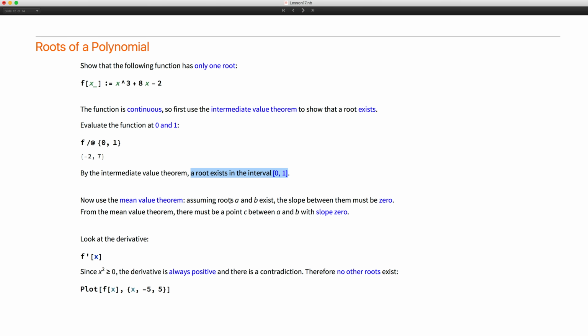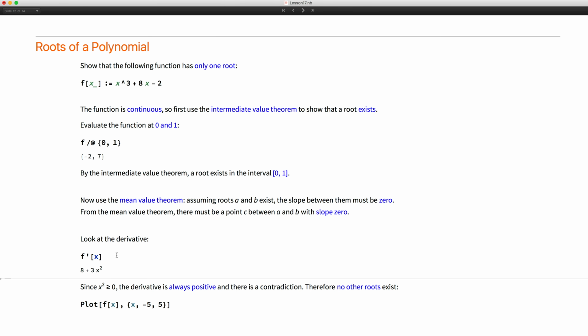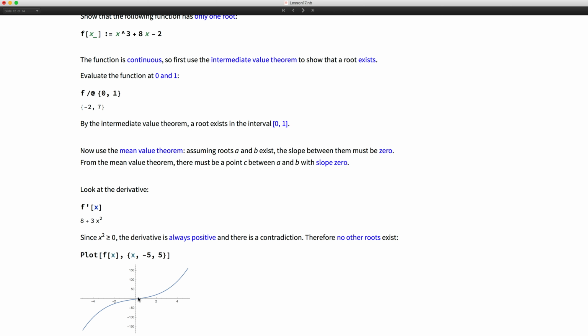Now, let's suppose there are two roots, a and b. Then the mean value theorem would say that you actually have a slope of 0 between them, and hence you have a point c for which the slope is 0 as well. But if you look at the derivative, it's 3x squared plus 8, which can never be 0, so it's clear that you only have one root. But let's plot the function and make sure. You see over here that the function becomes 0 somewhere to the right of 0, but then never again.